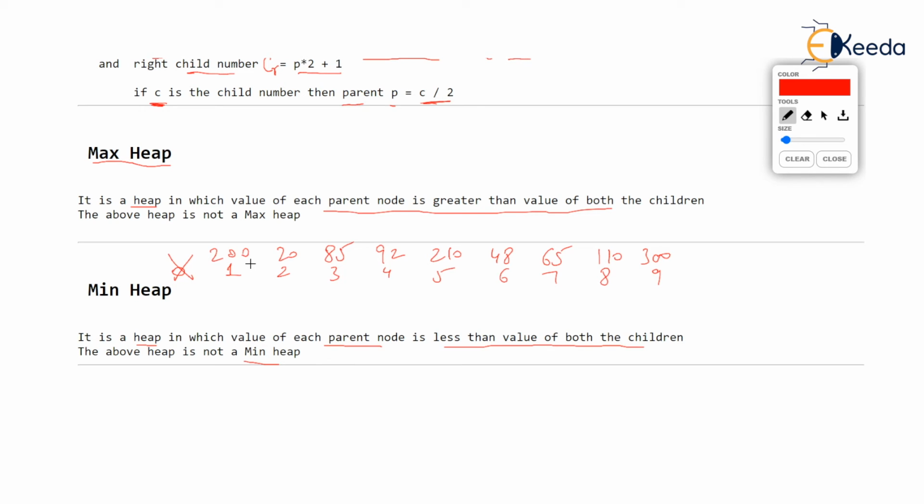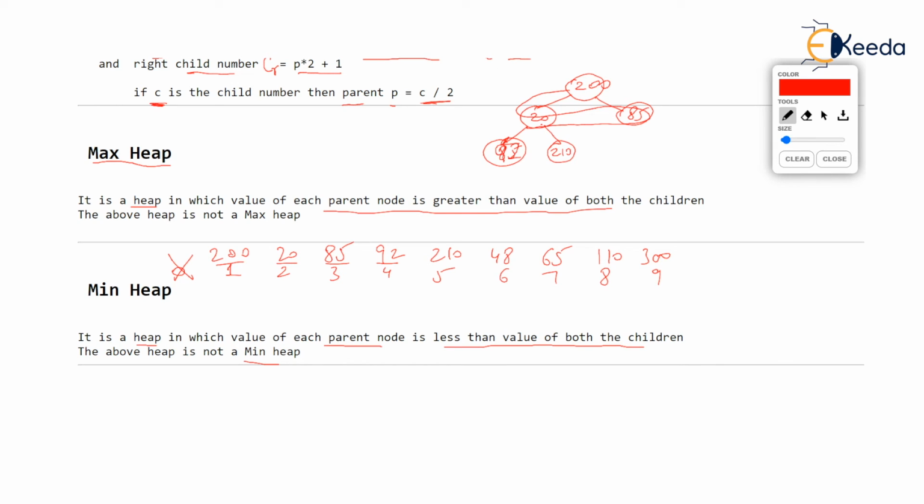Now, how can you represent this array in the form of a binary heap? Just keep adding values in sequence from left to right. So 200 goes to root. Left of 200 becomes 20. Right of 200 becomes 85. Then in left to right sequence, the next available is left of 20. So left of 20 becomes 92. Sorry for this overwriting. Then right of 20 becomes 210.